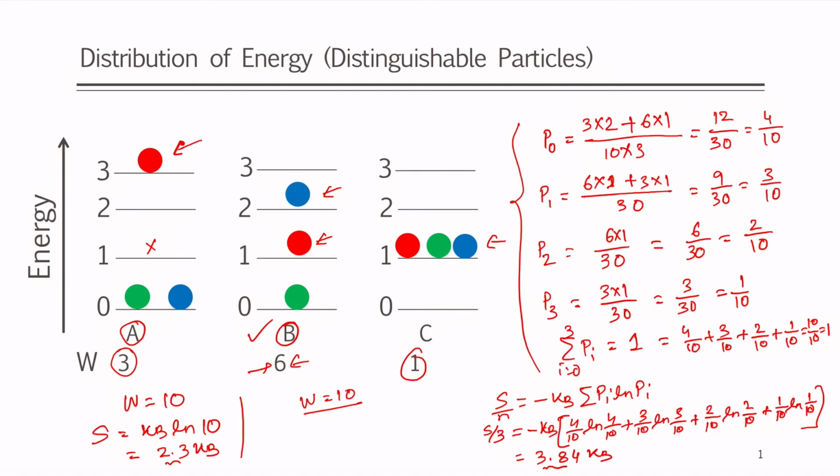But now you know how to calculate the entropy both from the W, that means all possible distributions. You can calculate all possibilities and get that W, or you can calculate the probabilities of occupying certain states and calculate the entropy.